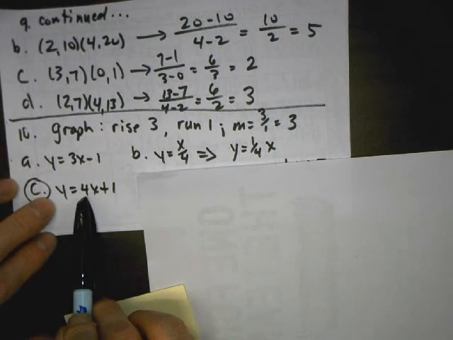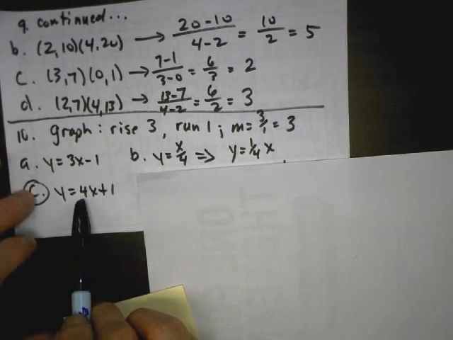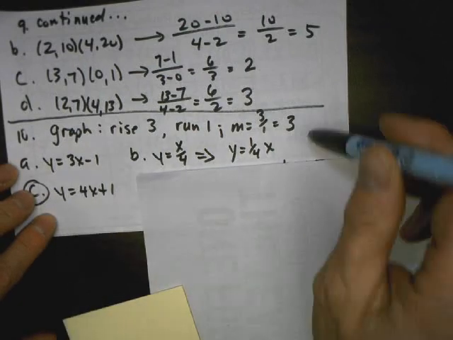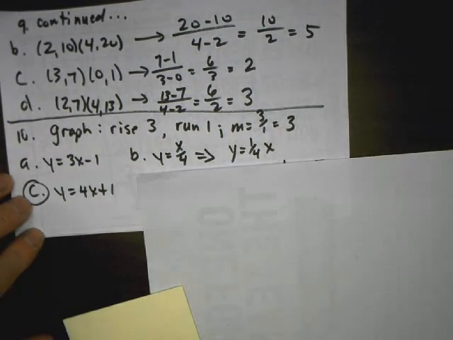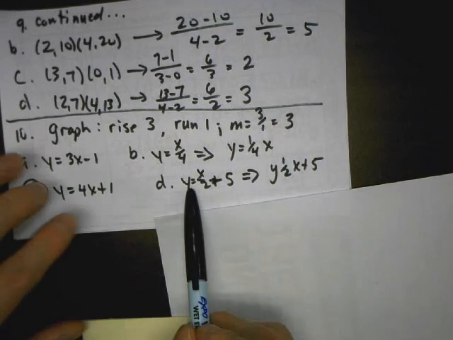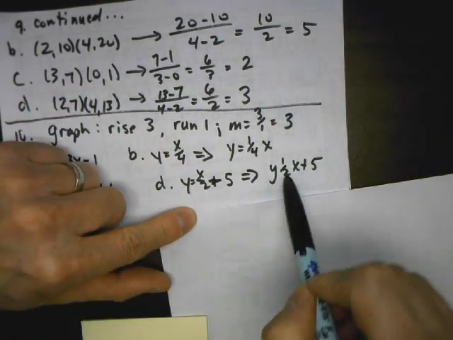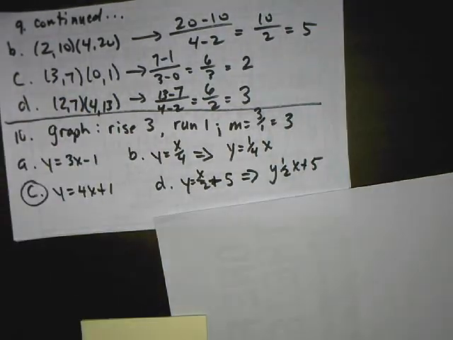C, it's already in slope-intercept form. The coefficient is 4. This has a slope of 4. Well, 4 has a greater absolute value than 3, so that's a steeper or a greater slope. And D wouldn't work because, again, I convert this to slope-intercept form. 1/2 is not steeper than 3.